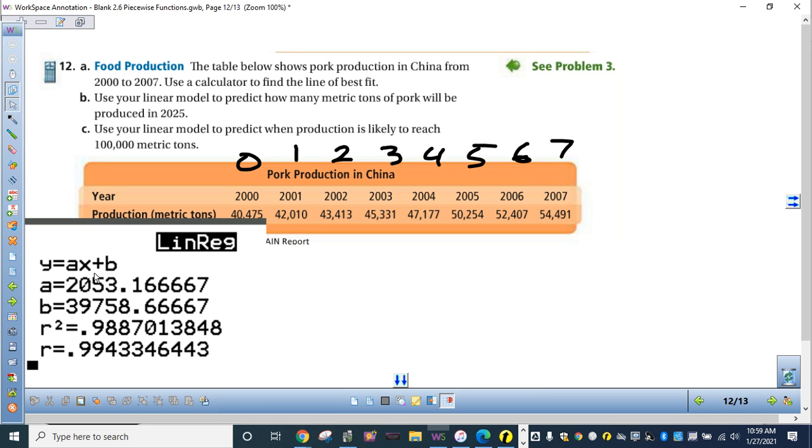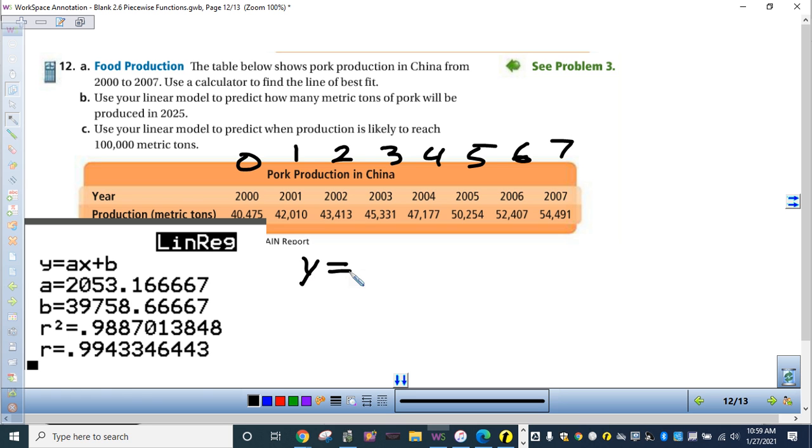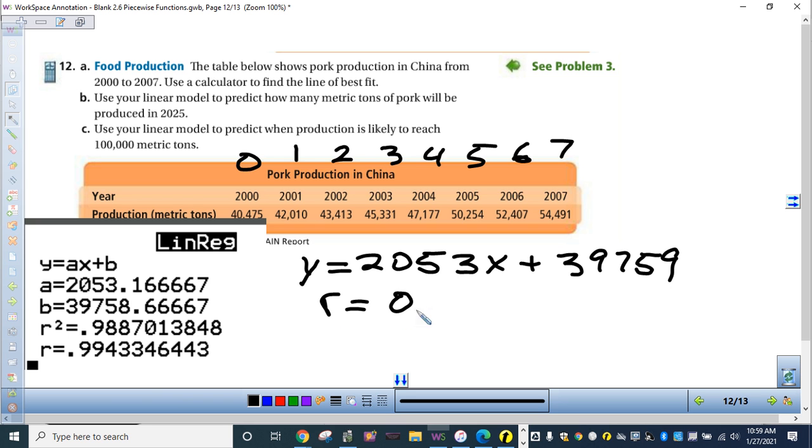So my equation for this thing is y equals 2053x plus 39,759. You'll be doing this very thing on your quiz. Then our R value is 0.99, which is strong positive.